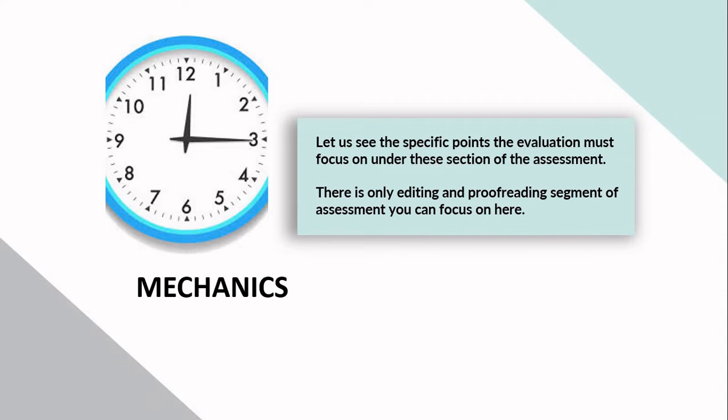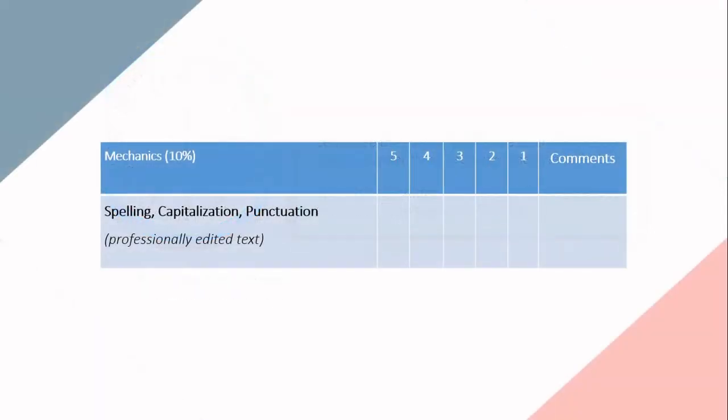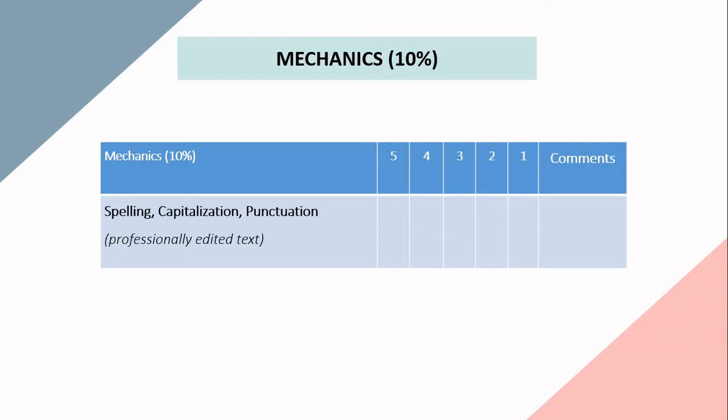The last one is Mechanics. So there is only the editing and proofreading segment of assessment you can focus on here. Under Mechanics, which has 10% out of 100%, you look for spelling, capitalization, and punctuation. These three are the most important things of the assessment here. So look whether the material is professionally edited text or not.